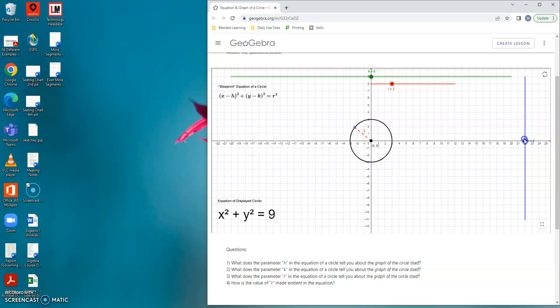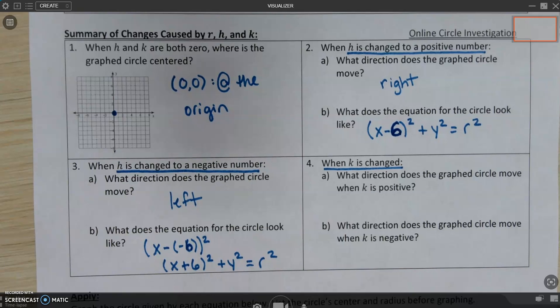What happens if we make that k negative? It moves down like we would expect. The center becomes a negative y value, but then look at that. That equation looks the opposite of what we expected again. So at least it's consistent.